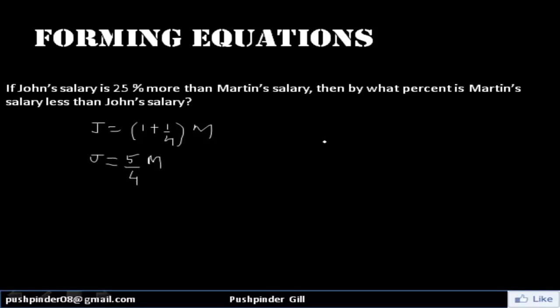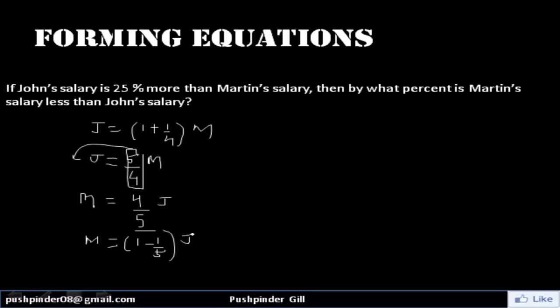Now let's see what he is asking us. He's asking us by what percent Martin's salary is less than John's salary. So for that, we need to take this integrating factor to that side. So I can say that Martin's salary is equal to 4 by 5 of John's salary, and I can deduce this integrating factor into this. That is, 4 by 5 is nothing but 1 minus 1 by 5 of John's salary.